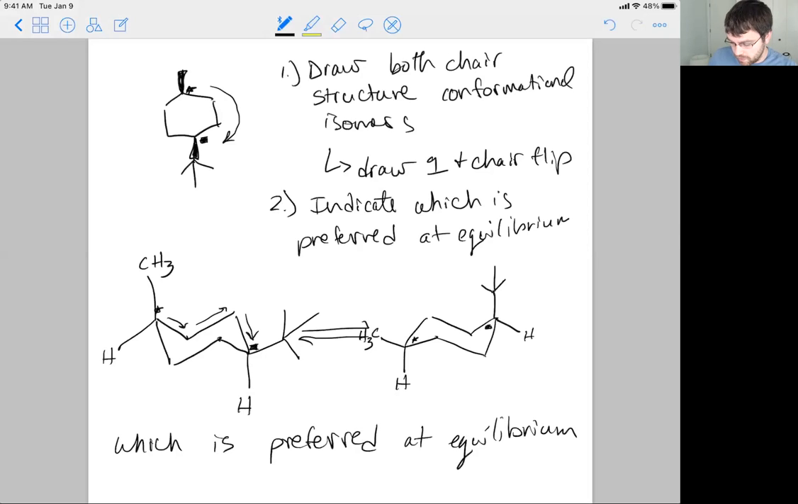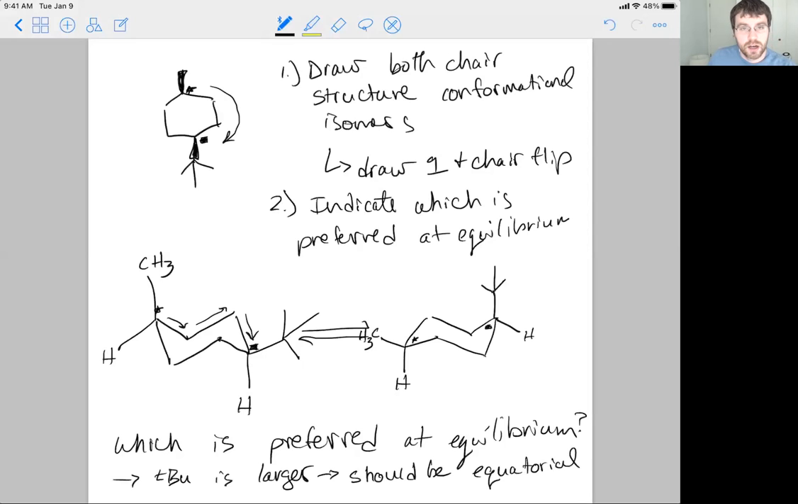Okay, so which is preferred at equilibrium is the question. Well, the larger group is the tert-butyl group. So we want the one where it is equatorial. Because when it's equatorial, it cannot feel the effects of the 2 hydrogen atoms that are axial and on the same face. When it's equatorial, it's too far away. So in that case, it would be right here.